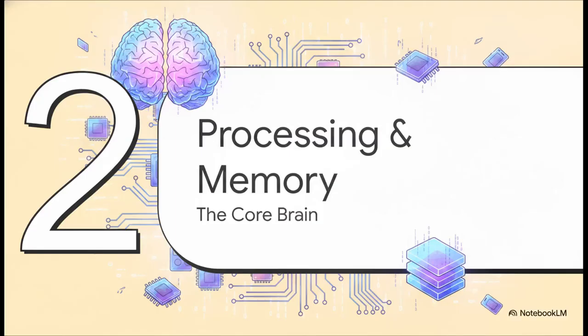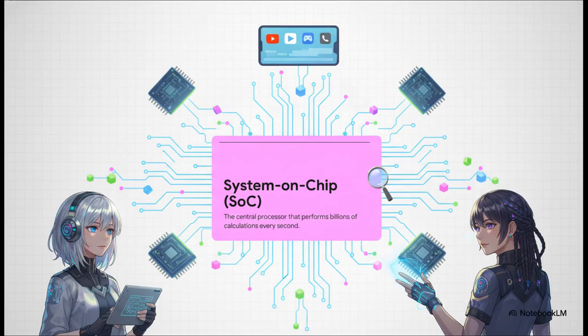Moving right along to Section 2, processing and memory modules. Let's see how the brain and memory build the core processing power. Right at the center of the action is the SoC, or System on Chip. This is your central processor. It is the absolute brain of the smartphone. We're talking about a chip performing literally billions of calculations every single second. Whenever you open up YouTube, play a graphic-heavy game, or just make a quick call, this single chip, manufactured by companies like Qualcomm, Apple, or MediaTek, is exactly what's handling the task.